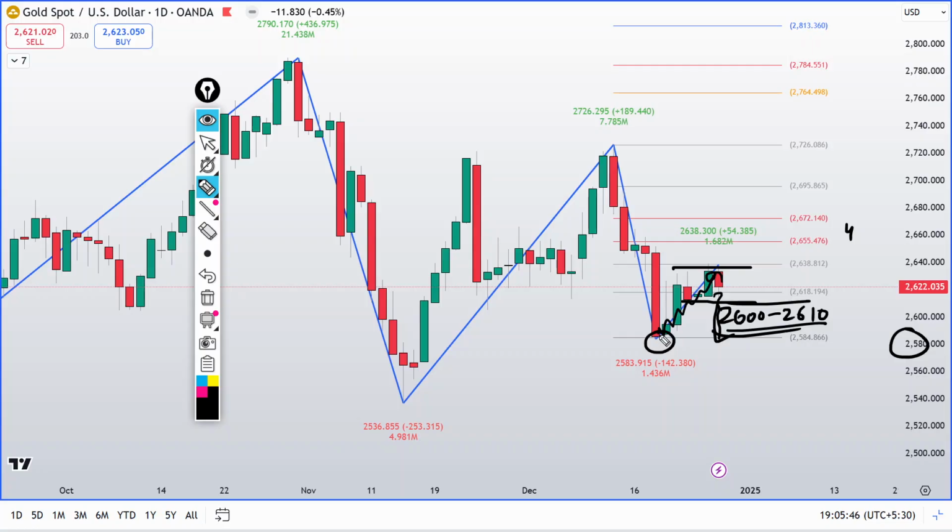But yes, this is a good recovery. But overall, the market initially was in a sell impulse, and currently the market is digesting. So if price breaks down from here, then we can expect a down move like this around this support area.